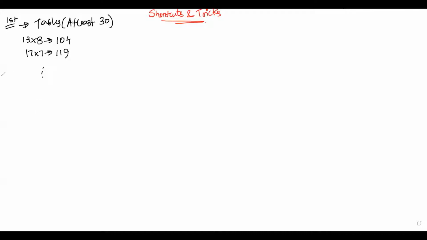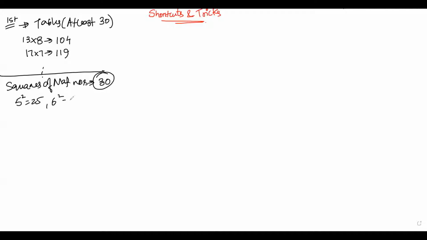Okay, so apart from this, we need to also remember the squares of all natural numbers till 30. Like if someone asks us what is 5 square, this is 25, what is 6 square, this is 36, and so on. Similarly, if I ask what is 15 square, this is 225, what is 18 square, this is 324, and so on. So all these things should be remembered till 30.